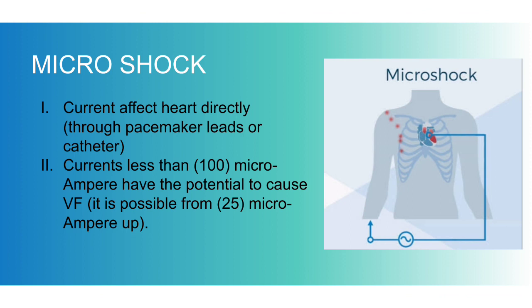In case of micro shock, when we look at the diagram, one point of contact is on the surface of the body and the other is connected to the pacemaker or catheter, which is present in the heart. So here the current range should be less than 100 microamperes.